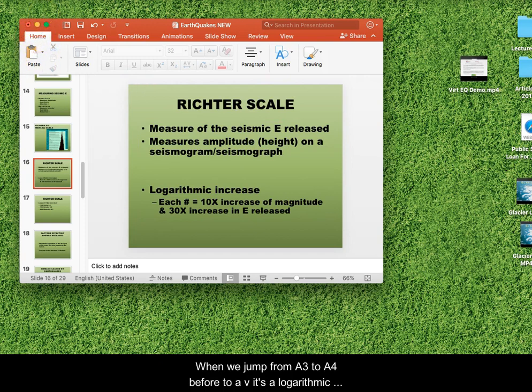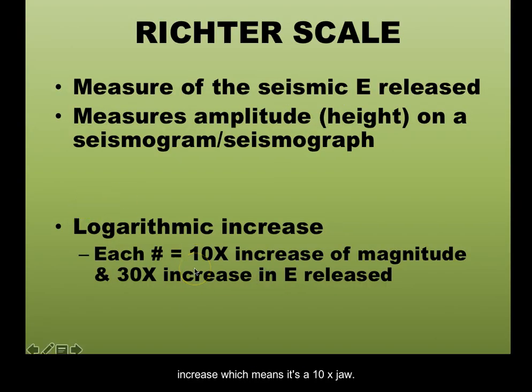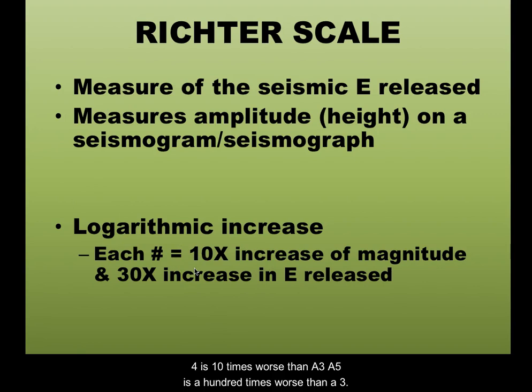When we jump from a 3 to a 4 or a 4 to a 5, it's a logarithmic increase, which means it's a 10 times jump. A 4 is 10 times worse than a 3. A 5 is 100 times worse than a 3. Okay? And that's not a scale we're used to. Usually you're in class, 90, 80, 70, 60 is your grade scale. Well, that's a little different, okay? It's like skipping every other letter, maybe, no, that's a horrible example, but any rate, it's 10 times worse when we jump from a 3 to a 4, okay? Not just a little worse.